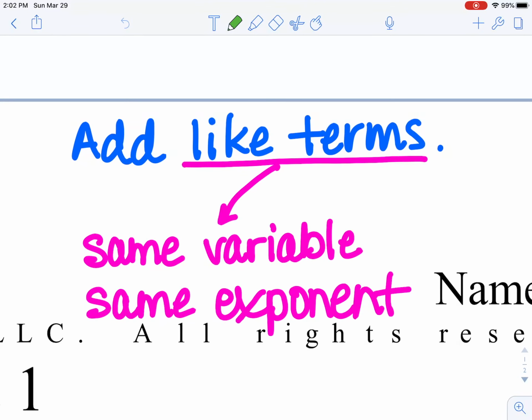We are doing our polynomials unit, so we're going to start by adding like terms. Now, like terms are going to be terms that have the exact same variable, so the same letter, x, n, things like that. And they also have the same exponent. And if they have the same variable and the same exponent, they're like terms and you can add them together. So that's what we're going to be doing here on worksheet 1.